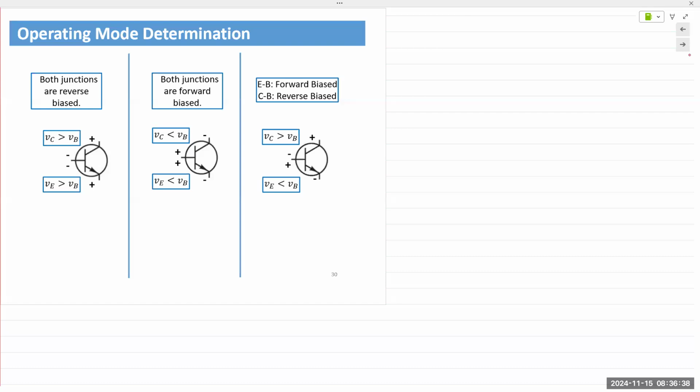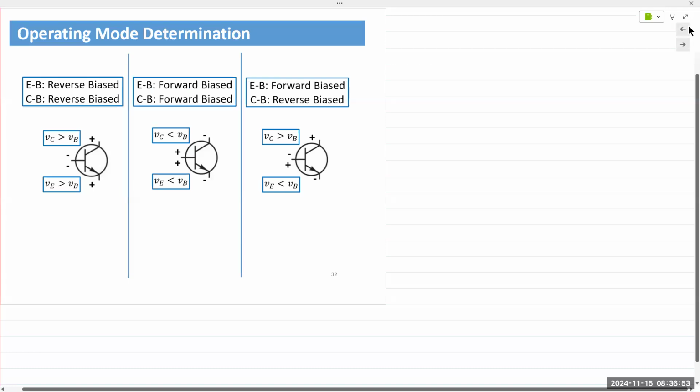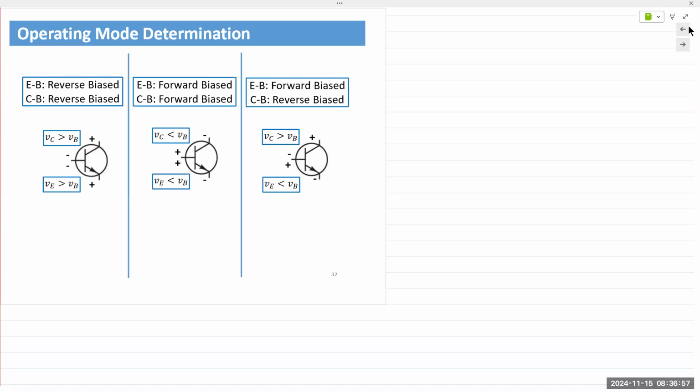Okay, so let's get into some examples, okay? So when we are designing or analyzing a circuit, we want to determine what operating region the transistor is operating in. We already know this, but I created this slide so that it's far more visible in terms of the voltages. So if the emitter and collector junctions are both reverse bias, then the transistor is cut off. If they are both forward bias, the transistor is in saturation. If the emitter junction is forward bias and the collector junction is reverse bias, then it is in the forward active region.